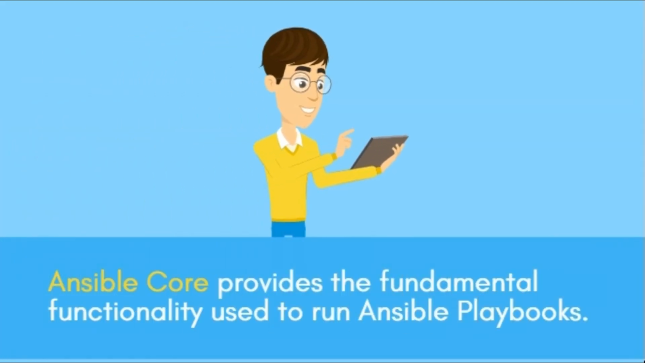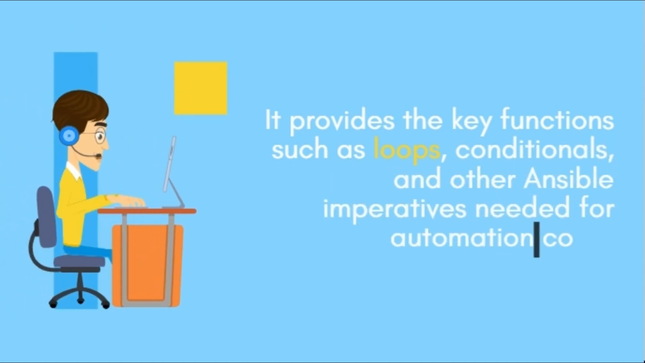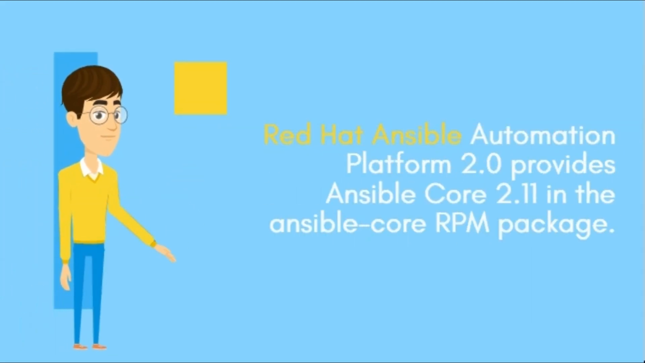Ansible Core provides the fundamental functionality used to run Ansible playbooks. It defines the automation language that is used to write Ansible playbooks in YAML text files. It provides the key functions such as loops, conditionals, and other Ansible imperatives needed for automation code. It also provides the framework and basic command line tools to drive automation. Red Hat Ansible Automation Platform 2.0 provides Ansible Core 2.11 in the Ansible Core RPM package.